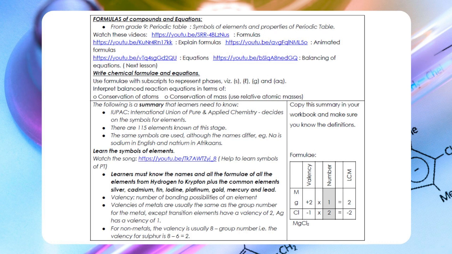Learners must know the names and all the formulae of all the elements from hydrogen to krypton plus the common elements silver, cadmium, tin, iodine, platinum, gold, mercury and lead. Valency, number of bonding possibilities of an element. Valencies of metals are usually the same as the group number for the metal, except transition elements have a valency of 2, Ag has a valency of 1.